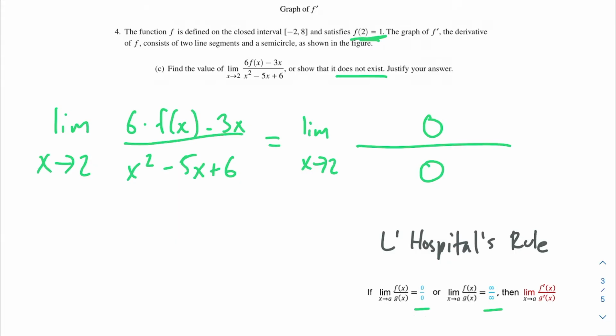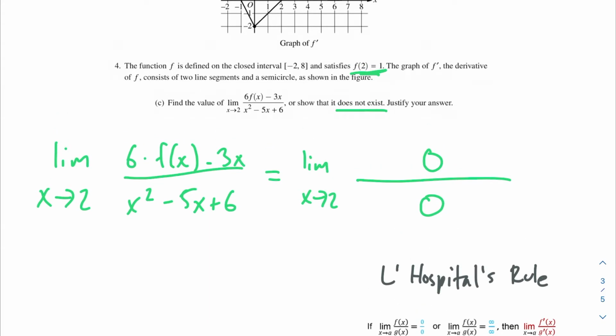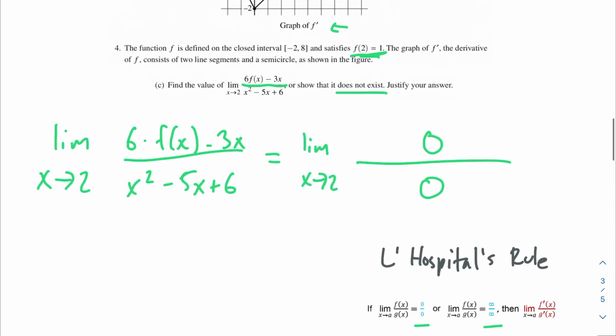The conditions for this that need to be true are that both the numerator and the denominator are differentiable on both sides of a. So for us, f of x is differentiable on that entire interval minus 2 to 8, right? We have the f prime of x defined for it. So I would say that this whole numerator is differentiable, right? We're just multiplying f of x by 6 and then subtracting 3x. 3x is always going to be differentiable. And then down at the bottom, we just have a quadratic function. So that is also going to be differentiable around x equals 2. So I would say we can go ahead and try to use L'Hopital's rule for this limit.